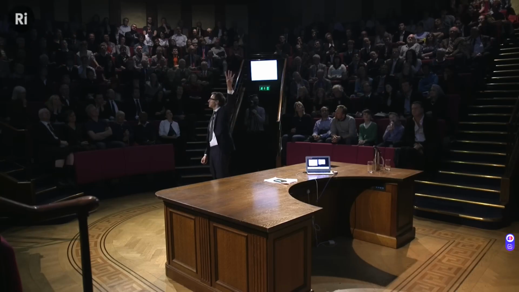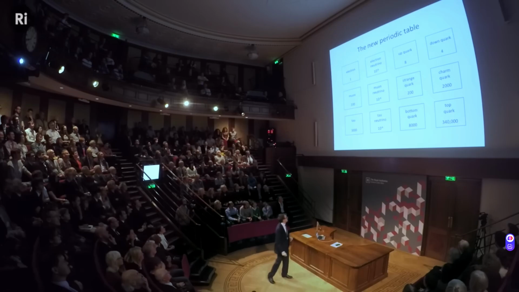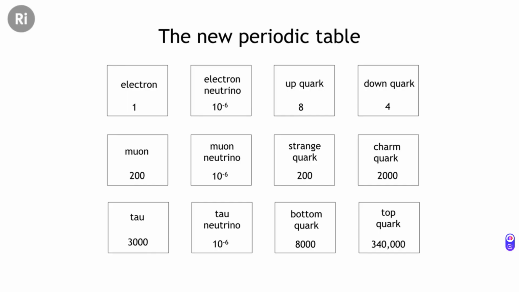Except then something rather strange happened. For a reason that we do not understand at all, nature has chosen to take these four particles and reproduce them twice over. So this is actually the list of all the fields that make up particles in our universe.